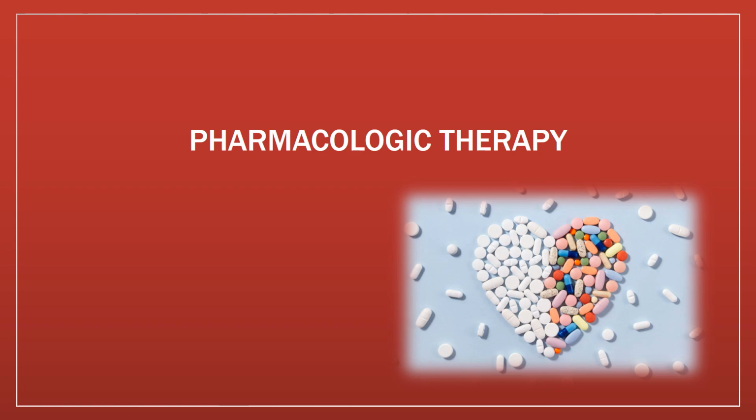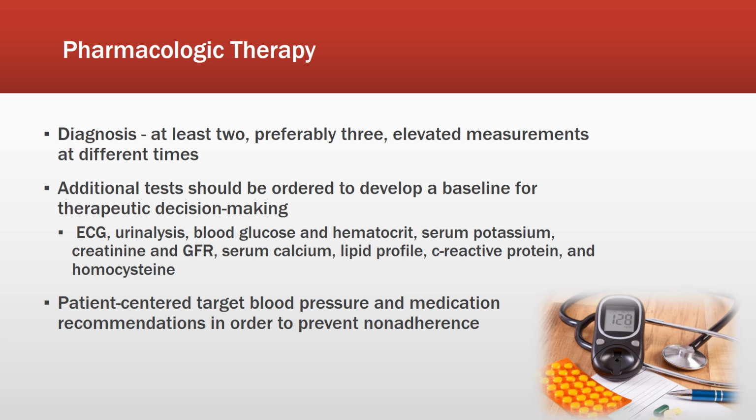Pharmacologic therapy. Hypertension is diagnosed after at least 2, preferably 3, elevated measurements at different times. Once there is a diagnosis of hypertension, additional tests should be ordered to develop a baseline for therapeutic decision making, including EKG, urinalysis, blood glucose and hematocrit, serum protein, serum potassium, creatinine and GFR, serum calcium, lipid profile, C-reactive protein, and homocysteine. It is imperative that the target blood pressure and medication recommendations are individualized to the patient in order to prevent non-adherence to the treatment regimen.